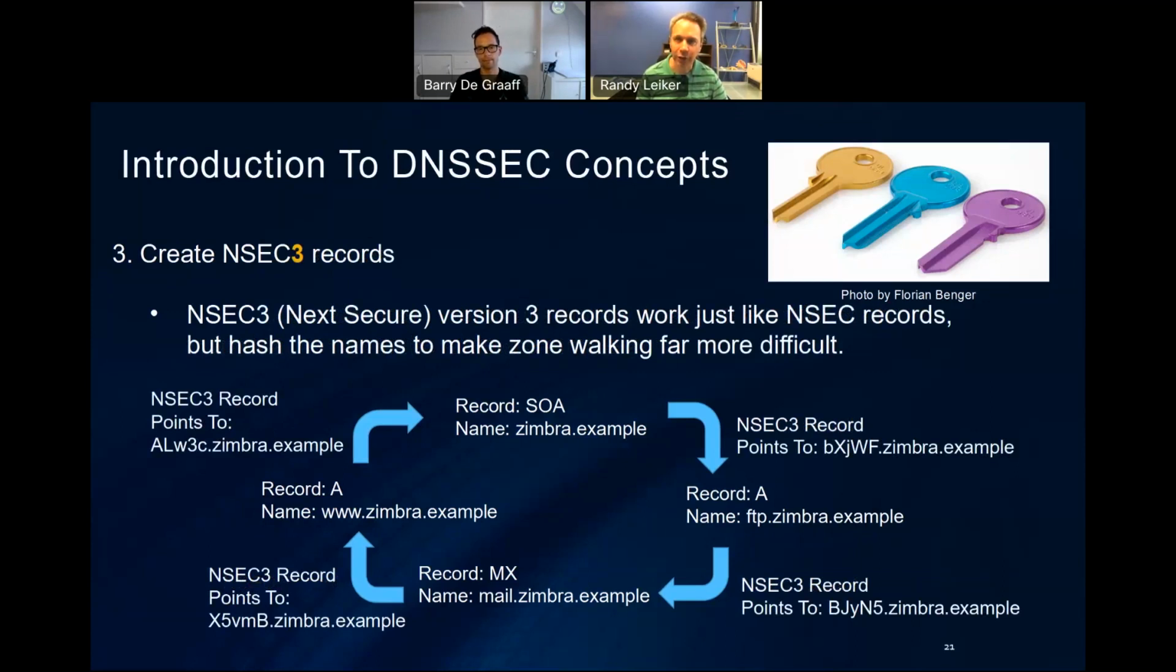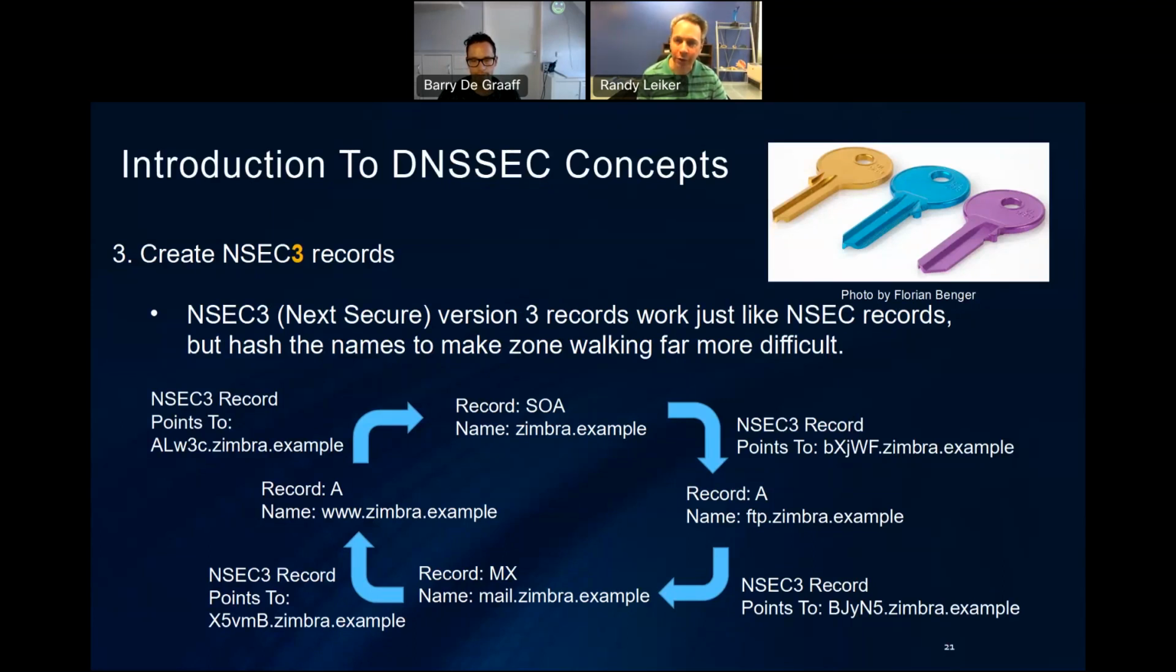Now, NSEC3 records work identically to the NSEC records we just looked at, but with one important change. The names included in the NSEC3 records are all hashed, as you can see on the slide, so they are now far less readable and make zone walking very difficult. The generated hashes are normally much longer but have been truncated to, of course, fit on the slide. So if this is an NSEC version 3 record, are there any other NSEC versions available too?